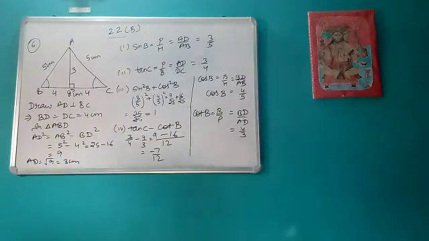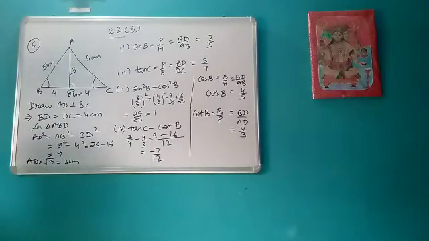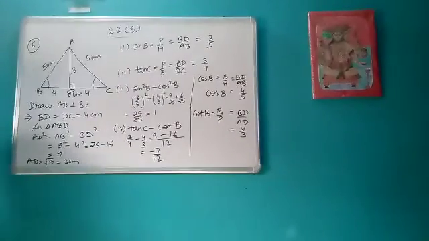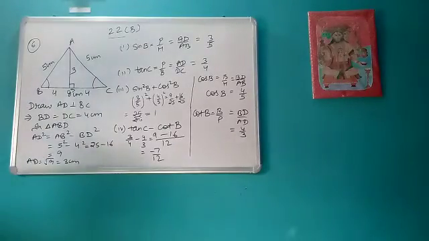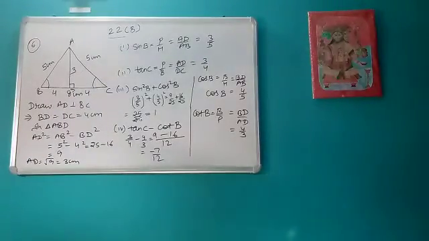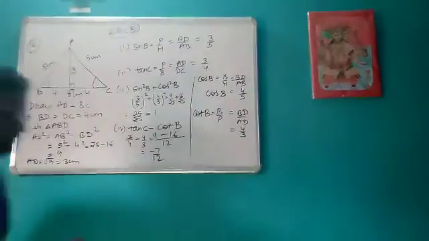So like this you can find the values of the trigonometric ratios in case of the isosceles triangle. But remember this, you can only apply the trigonometric ratio in case of right angle triangles only. Okay, like this you can solve.